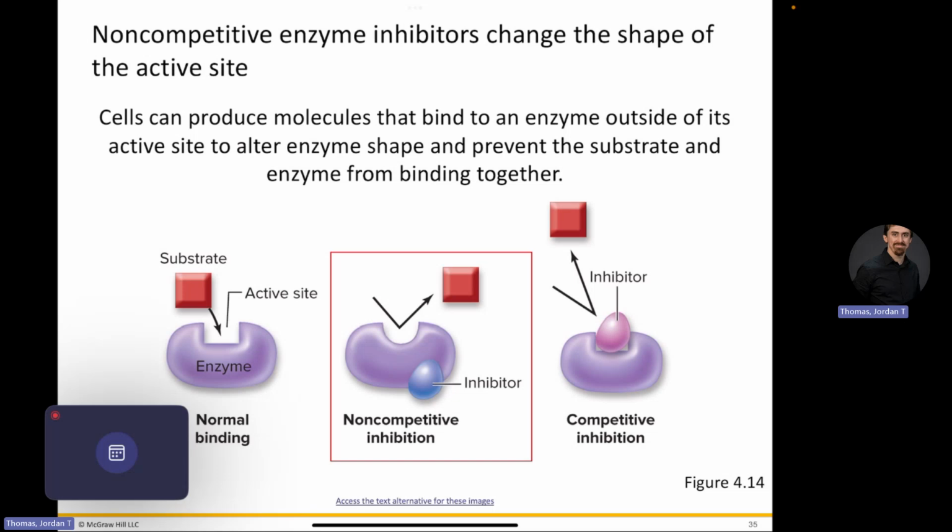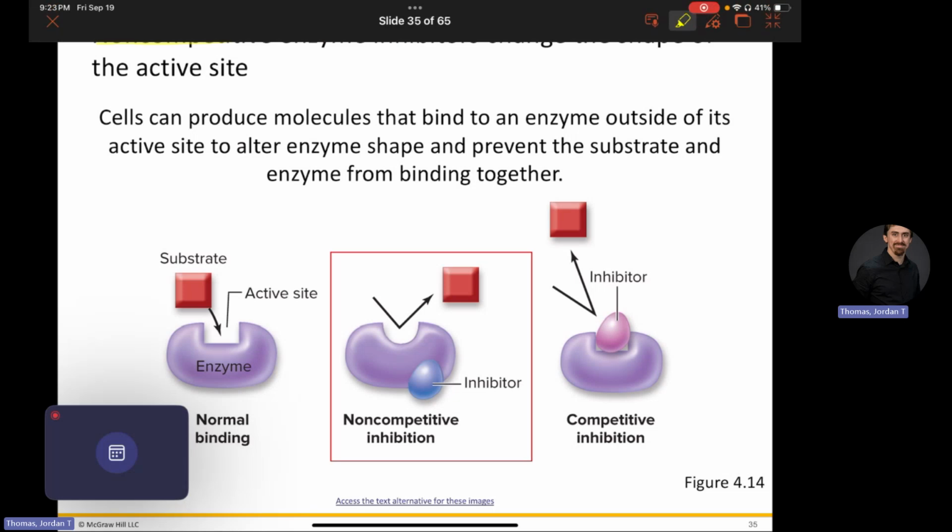So with non-competitive enzyme inhibitors, they change the shape of the active site, the site where the substrate binds. Cells can produce molecules that bind to the enzymes outside of the active site. That's the key part here.